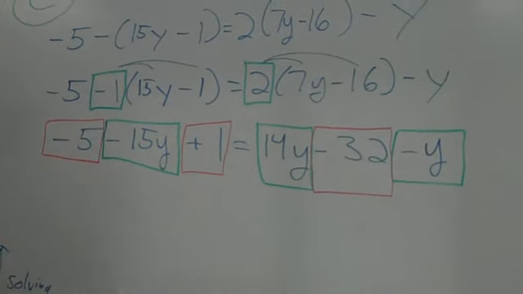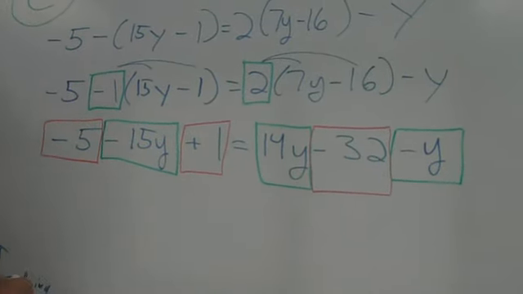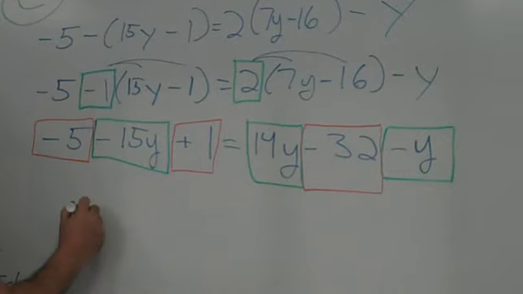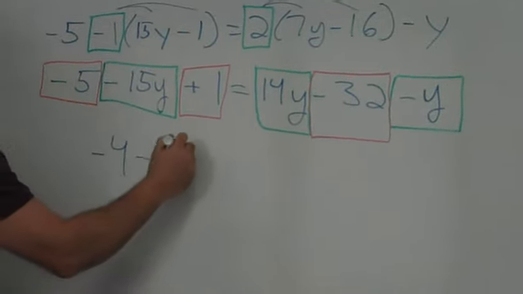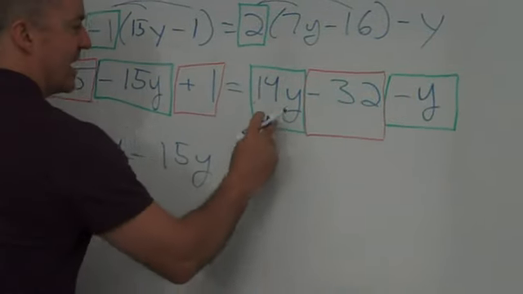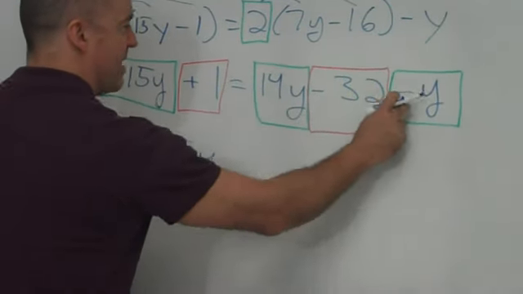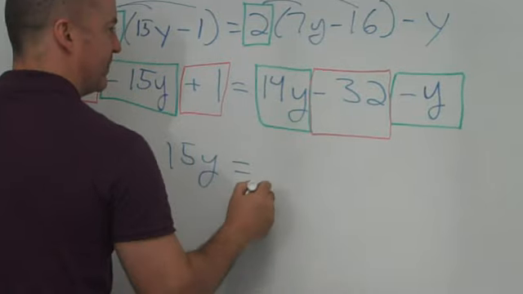Okay, so let me combine what I can here. I can combine the minus 5 and the plus 1. What does that give me? Minus 4. Don't forget that minus. Minus 15y just comes along for the ride. I can now combine the 14y and the minus y. What does that give me?